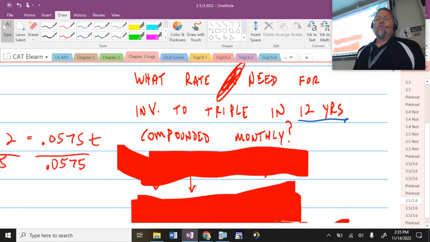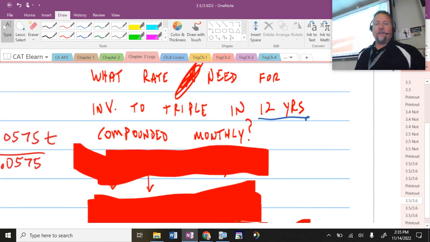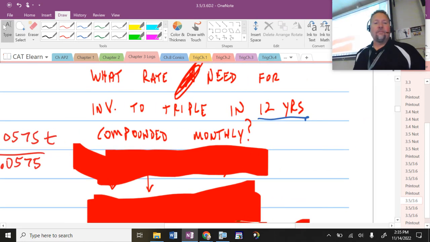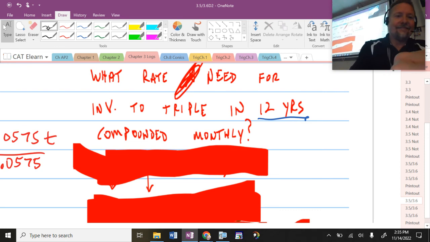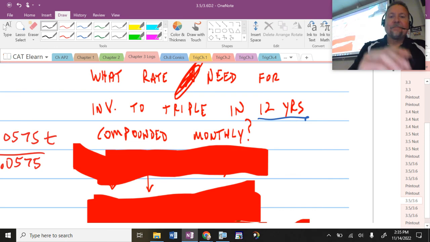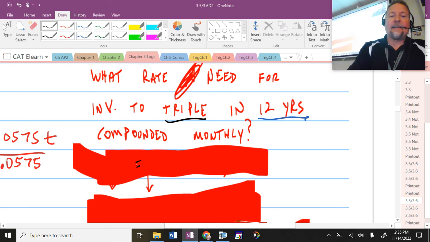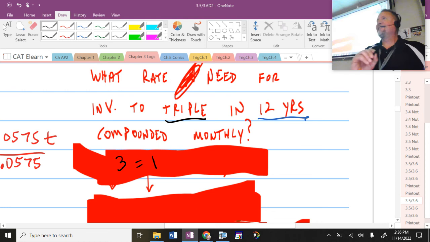Okay, what rate needed? Oh, wow. This is a cave person wrote this. What rate needed for an investment to triple in 12 years? Compound monthly. Got it. Okay, triple. What can I put right away on this side of the equation? 3, because I invested $1. And then that's the way you could look at it. Got it?